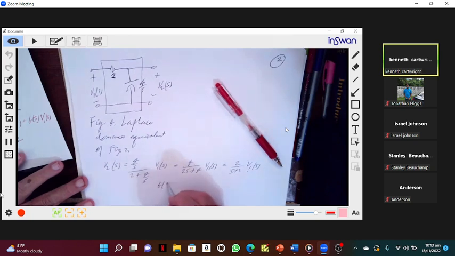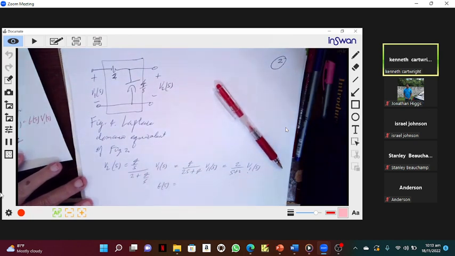What's G of S then? What's G of S? What's the transfer function?